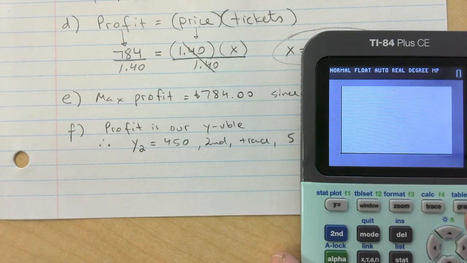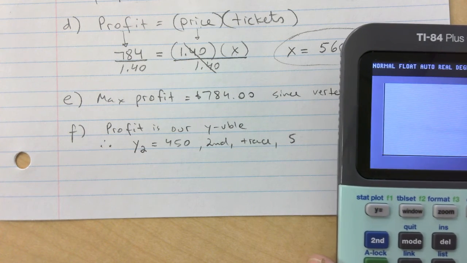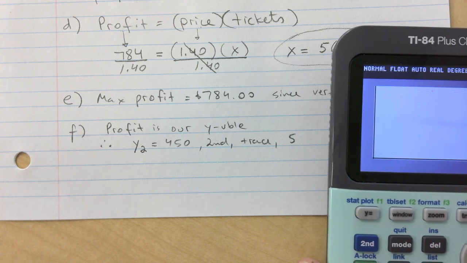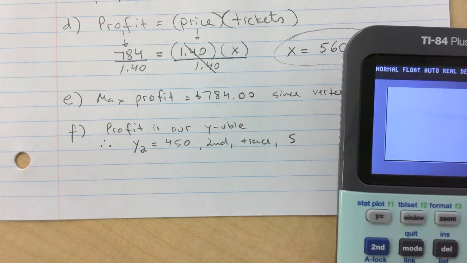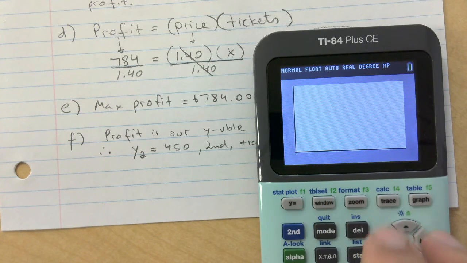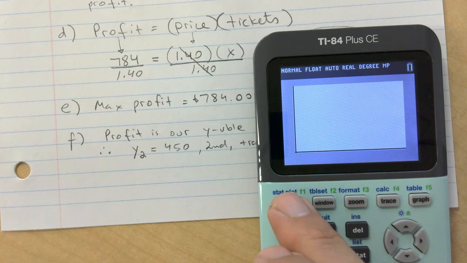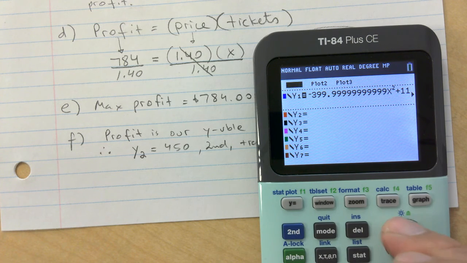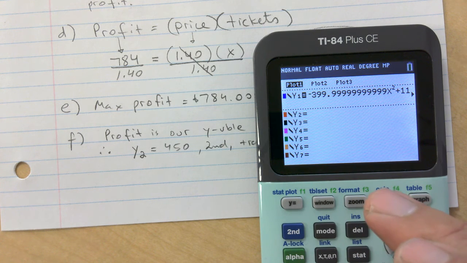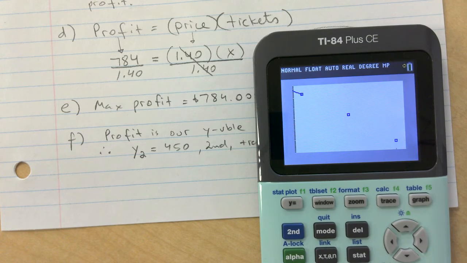What ticket price would result in a profit of 450? Yes, so because we're using L1 and L2, watch carefully. I'm going to go y equals. I'm going to turn on plot 1. Then I'm going to go zoom 9 right away. Zoom 9. That way you at least see the line.